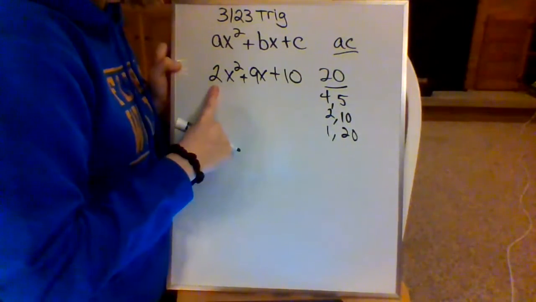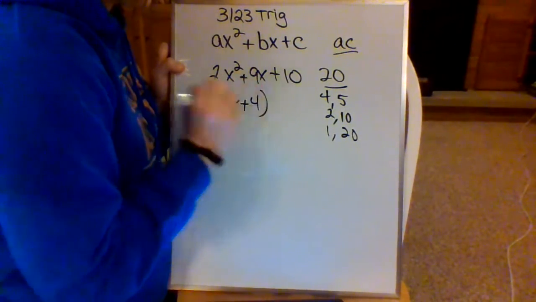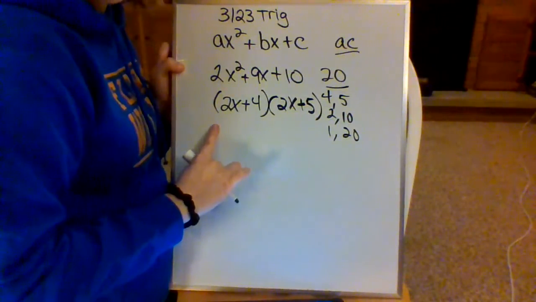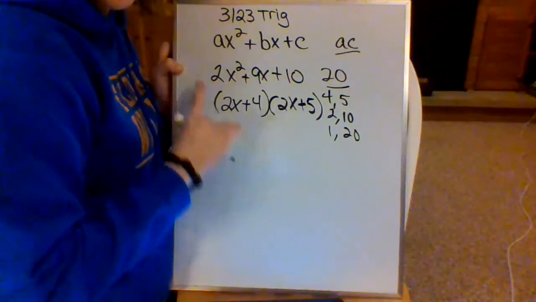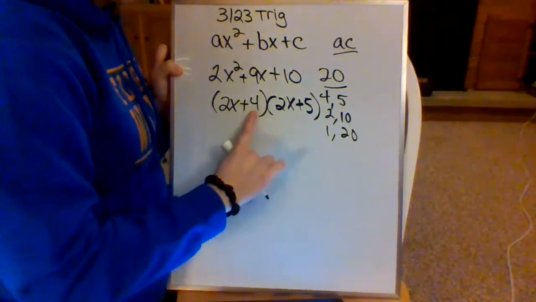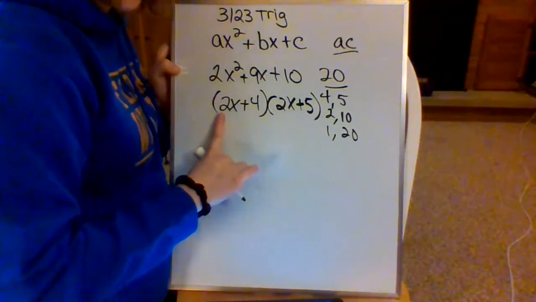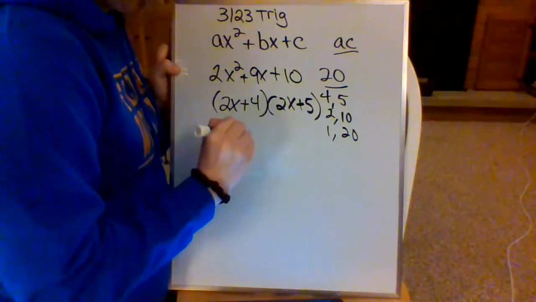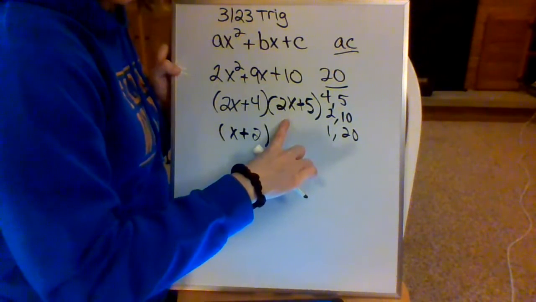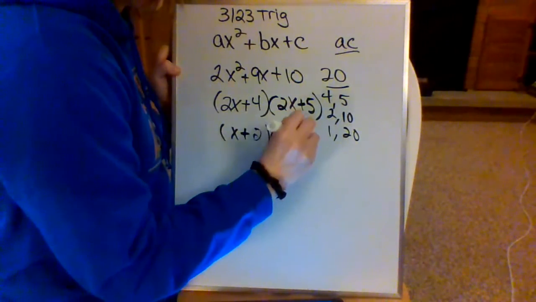Now, since this is a 2, we're going to write our factors a little bit different than we did the first time. So we're going to have 2x plus 4 and 2x plus 5. Now, if we were to FOIL this back out, this would make 4x squared, and that's not what this says. So we're going to have to simplify this first factor, and I notice that 4 and 2 are both divisible by 2. So I'm going to divide both of these terms by 2 to get x plus 2. Now, 2 and 5 don't have any common divisors except for 1, so we're going to leave that as it is: 2x plus 5.